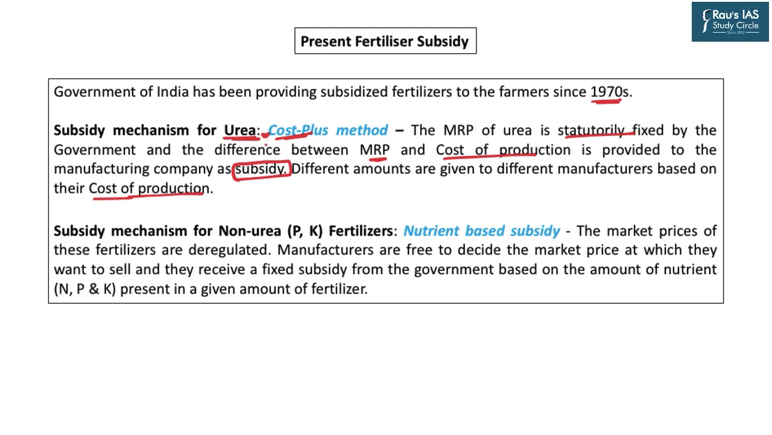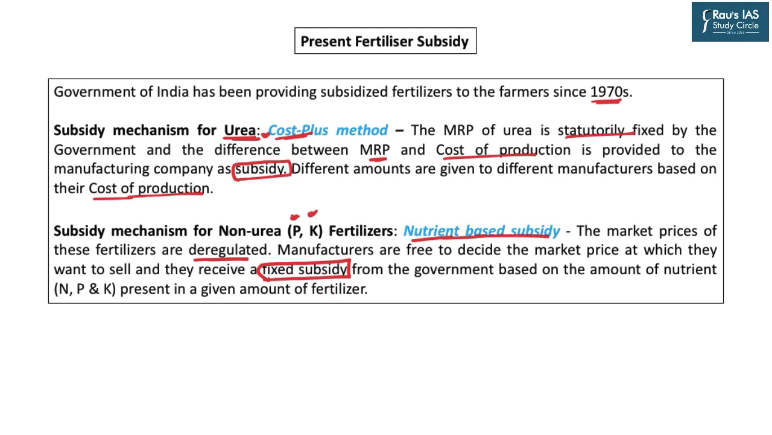For non-urea fertilizers, mostly including phosphorus and potassium, the method of giving subsidy is called nutrient-based subsidy. Here, unlike the case of urea, the market prices are deregulated. Manufacturers are given a free hand to decide the market price, and they receive a fixed subsidy from the government based upon the amount of nutrient present in the given amount of fertilizer. Based upon the proportion of the nutrients in the fertilizer, per kg subsidy is calculated.